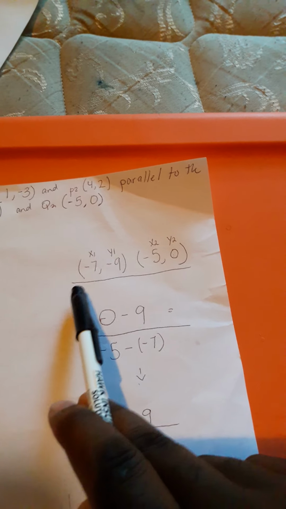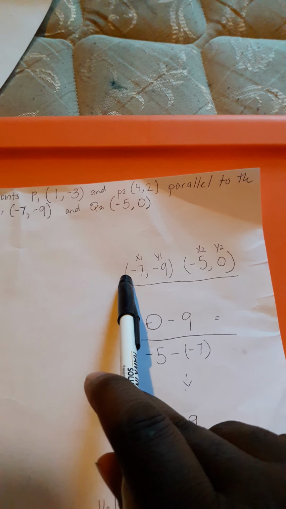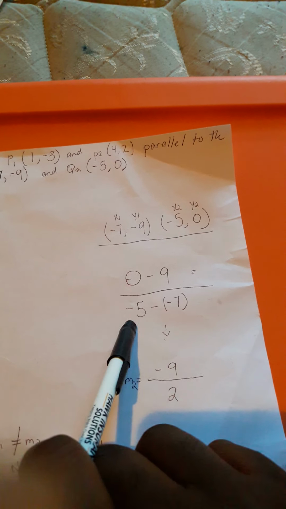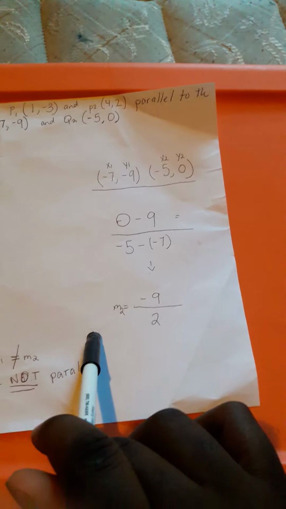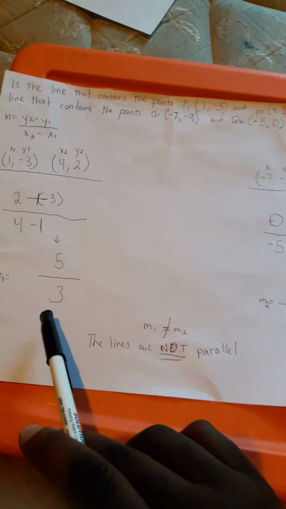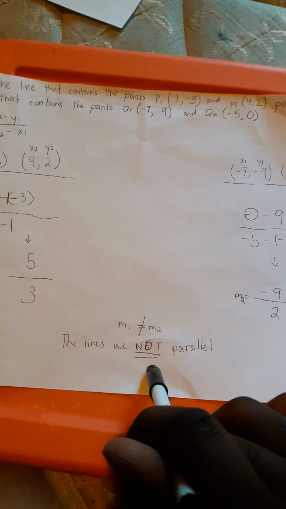And then for the next one, we did the same thing, we plugged them in. So we go here, 0 minus -9 is 9. And then -5 minus -7 is 2. So we both know this is our first slope, and the second one is the second slope. So if you look at them, we know that they're not equal. So when something's not equal, then they're not parallel. So we know that the lines are not parallel.